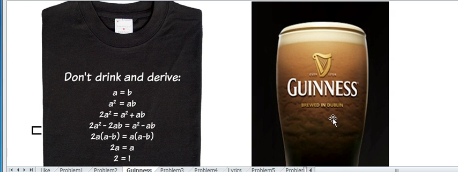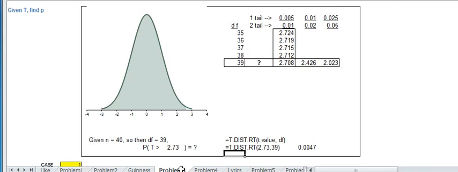But now here's a glass of Guinness. And why do I care about Guinness? The t distribution was invented by a statistician in the Guinness Brewery in Dublin. So if not for Guinness beer, we would not have a t distribution. So our objective is to be able to do t distribution calculations.